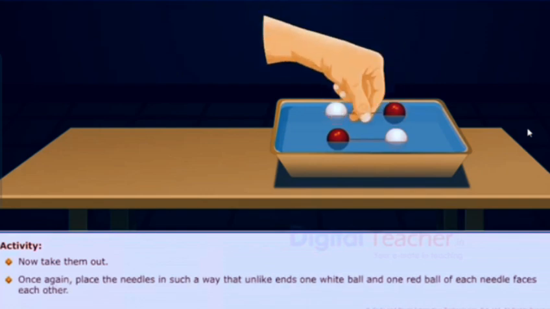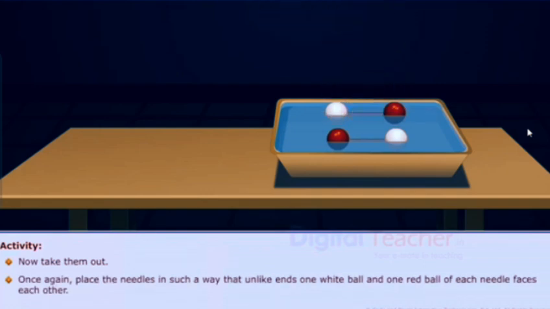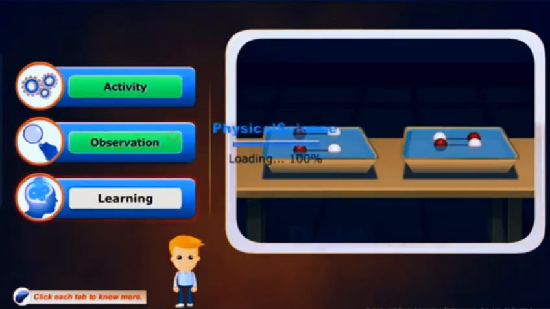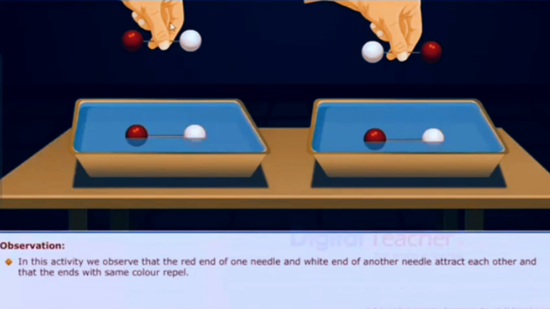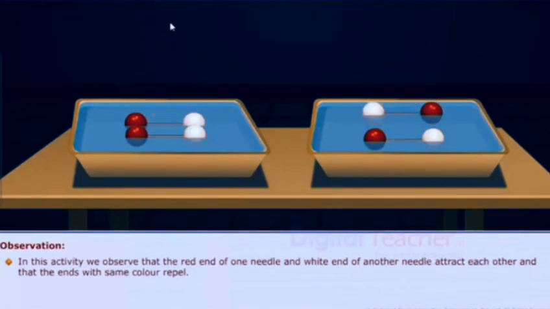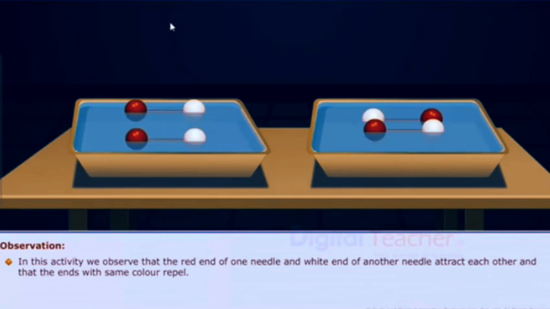Once again, place the needles in such a way that unlike ends, one white ball and one red ball of each needle faces each other. Observe the changes. In this activity, we observe that the red end of one needle and white end of another needle attracts each other and that the ends with same color repel.